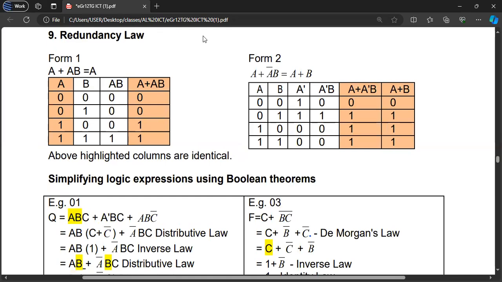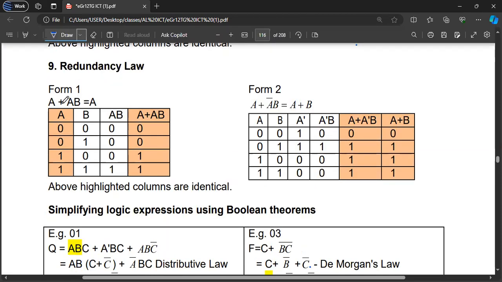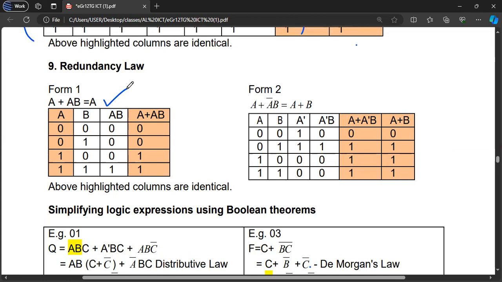Redundancy law. Now this redundancy law is very important, right? So here we have form 1, which is A plus AB is equal to A. What does it mean? A plus AB is equal to A. Now look at the truth table here, right? A and we have B. So 2 inputs are there. 2 to the power 2 is 4 combinations are possible. So first one is going to be 0, 0. Then next one 0, 1, 1, 0, 1, 1, likewise, right?